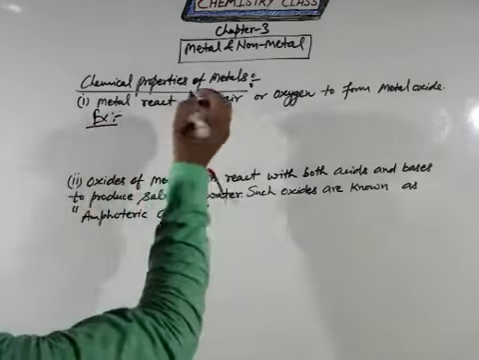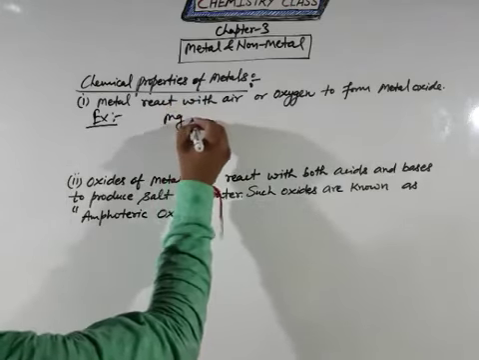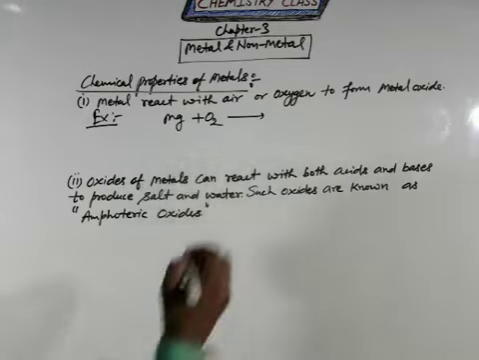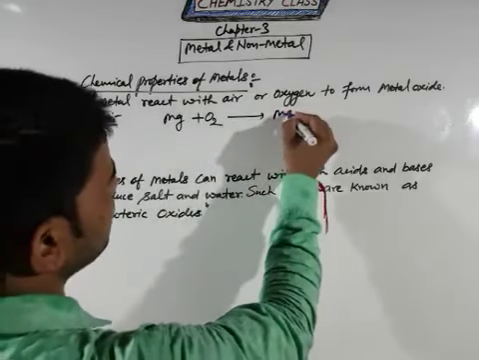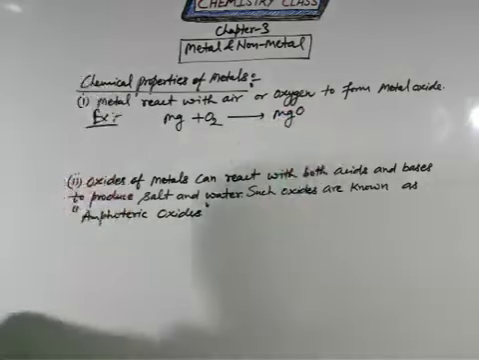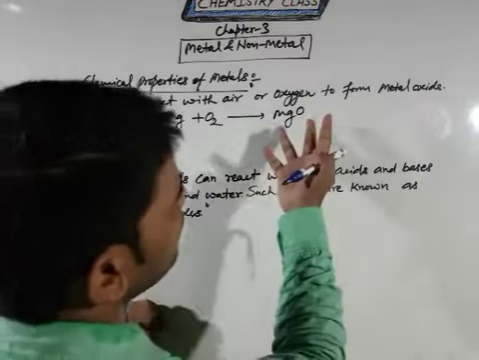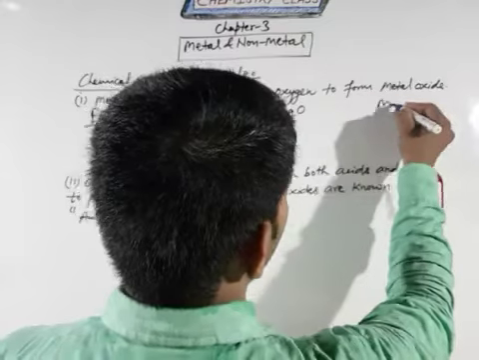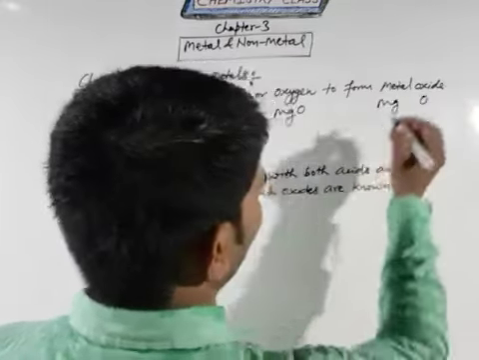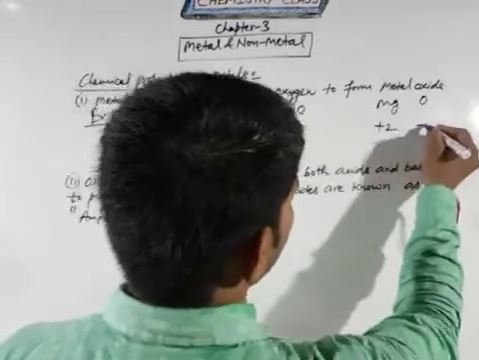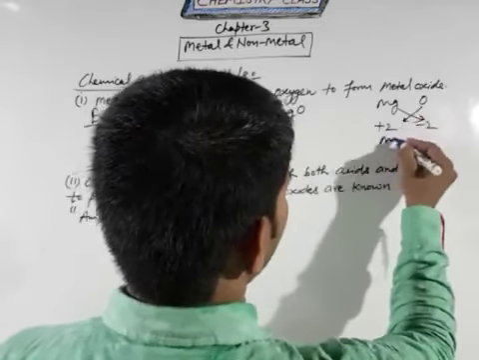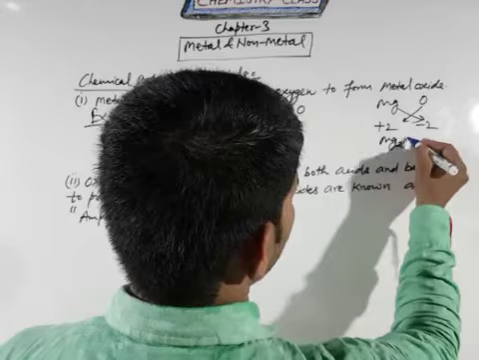In this case, if magnesium reacts with oxygen, what is the product? You can see here it will form magnesium oxide. What is the reason for this product? See the side work here, Mg and O. Mg valency is +2 and oxygen is -2. If you combine them, it will give the product Mg2O2.